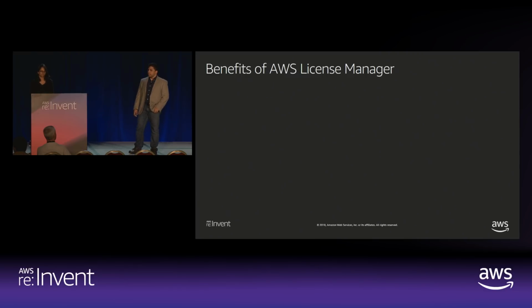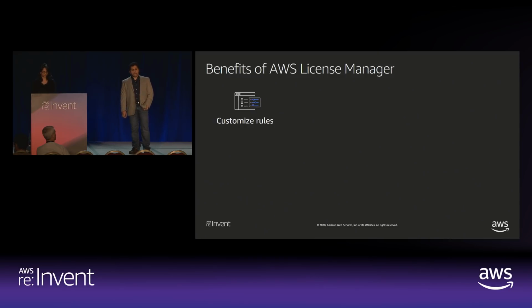Let's now talk about the benefits of AWS License Manager. The first one is, it is customizable. In AWS License Manager, you as an administrator can create customized rules based on your enterprise agreement. These rules can be how the license should be measured by, how the license should be counted, what constraints are there, etc.